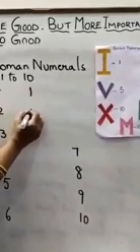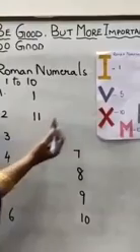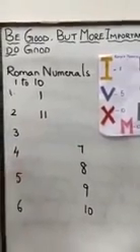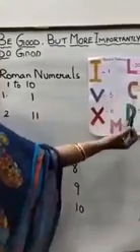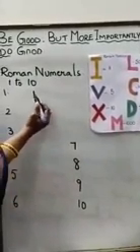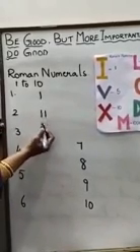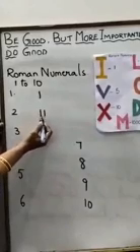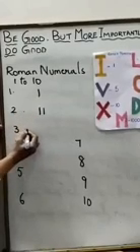For the second number we use the symbol I, I. We have a rule that each symbol can be repeated 3 times, but not V, L and D. These cannot be repeated, but I can be repeated 3 times, not more than that. So 2 is 1 plus 1, I plus I. The symbols will be added. So that comes to 2.